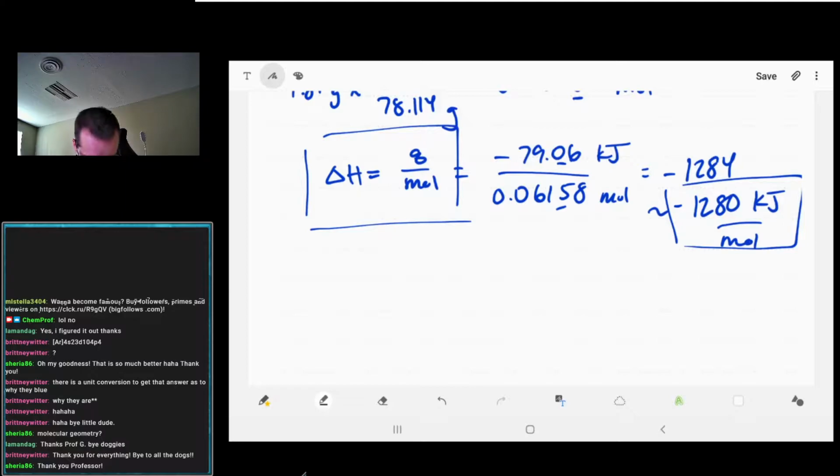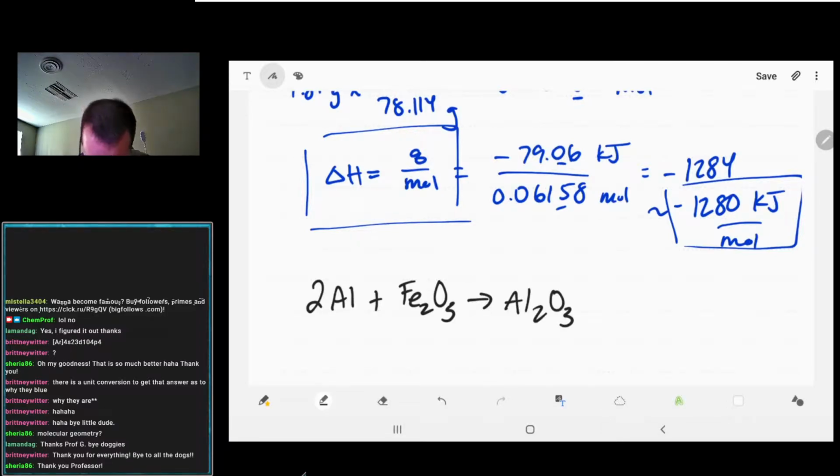Okay, here's one. Let's do problem 71 from the book. I think you guys did this as homework a while ago. So we have 2 aluminum plus ferric oxide turns into aluminum oxide plus iron.